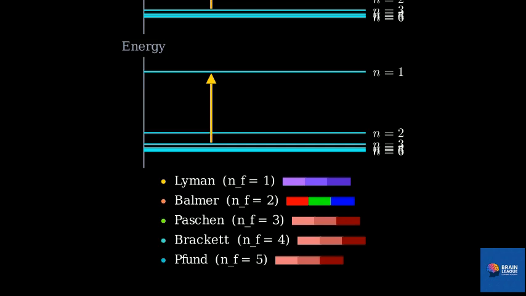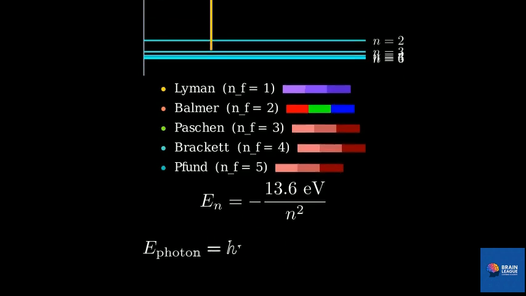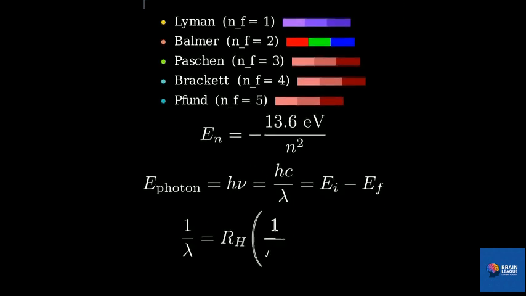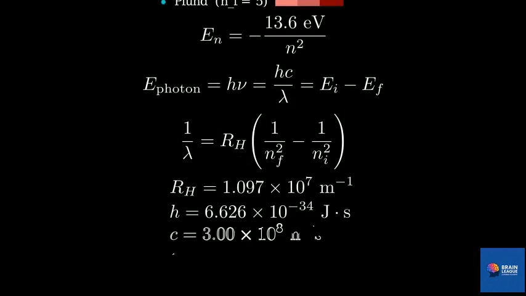Now for the key formulas. The Bohr energy of level n is E sub n equals negative 13.6 electron volts divided by n squared. When an electron drops from n initial to n final, the photon energy equals hc over lambda equals E initial minus E final. This leads to the Rydberg formula for hydrogen. 1 over lambda equals R sub H times the quantity 1 over n final squared minus 1 over n initial squared.